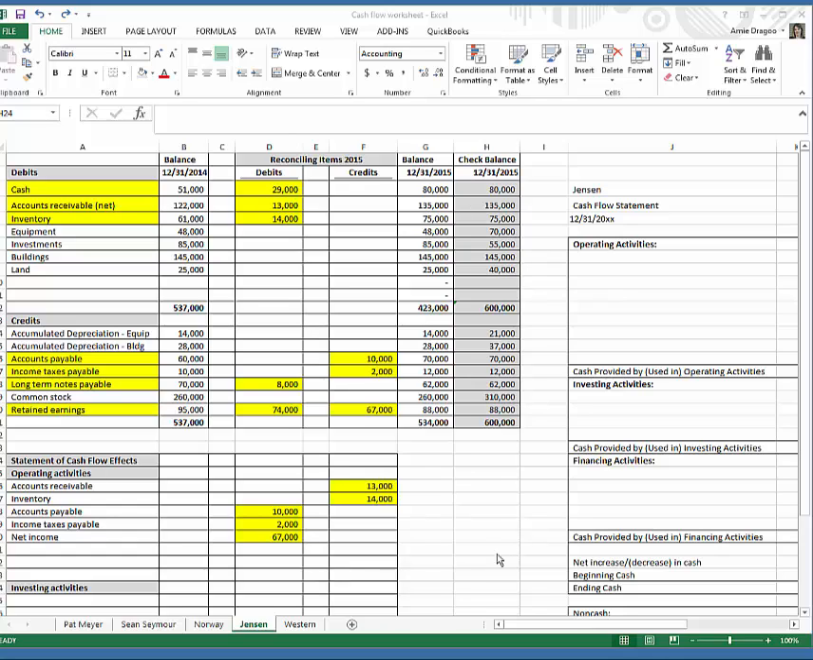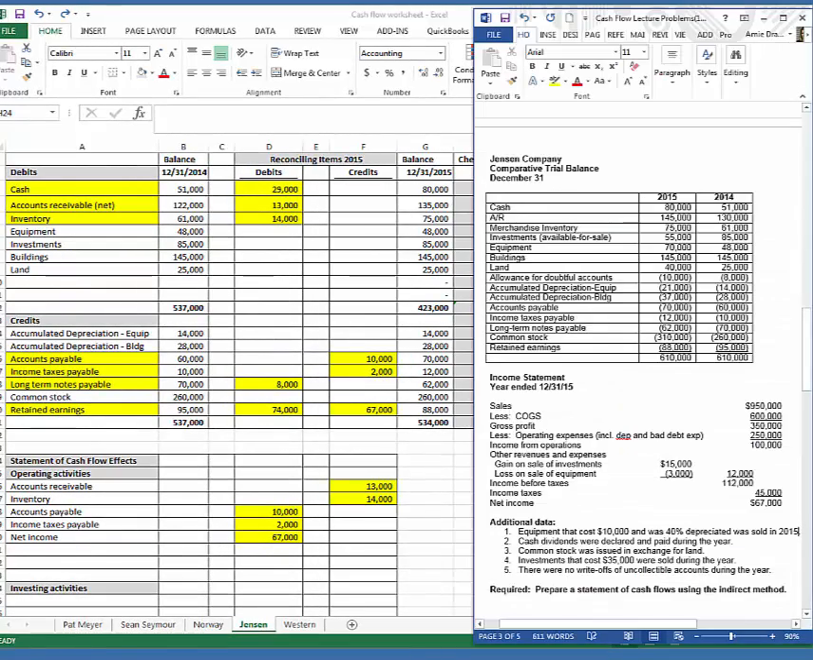All right, let's look next at the sale of equipment. So if I go back to the data of the problem, we've got equipment that cost $10,000, was 40% depreciated, and it was sold in 2015. So we know the original cost was $10,000 and there was 40% depreciation, so that means $4,000 of accumulated depreciation existed at the time of sale.